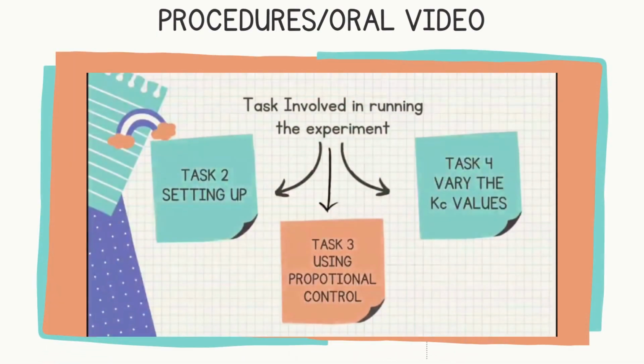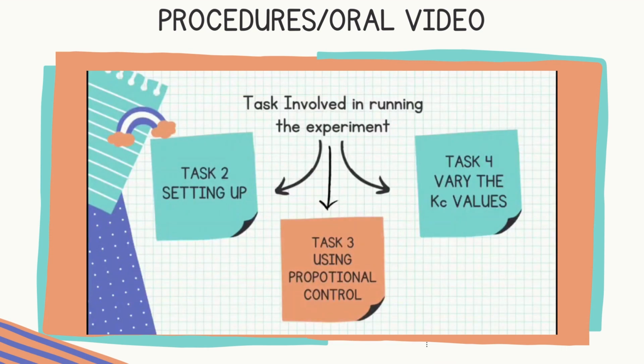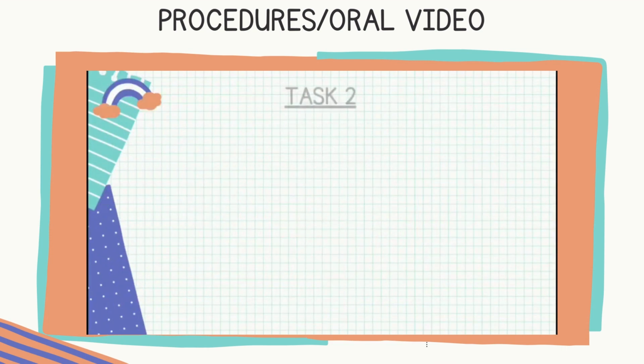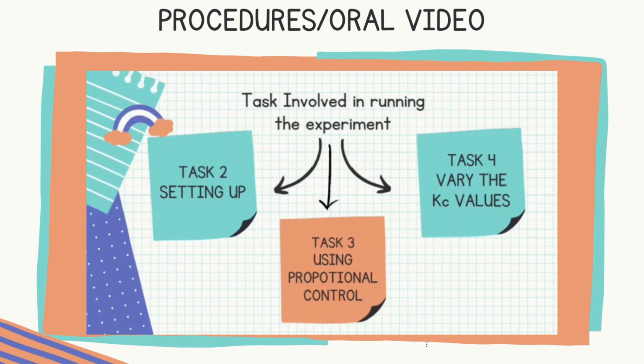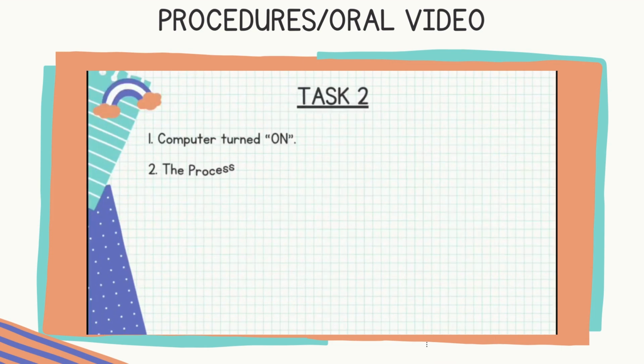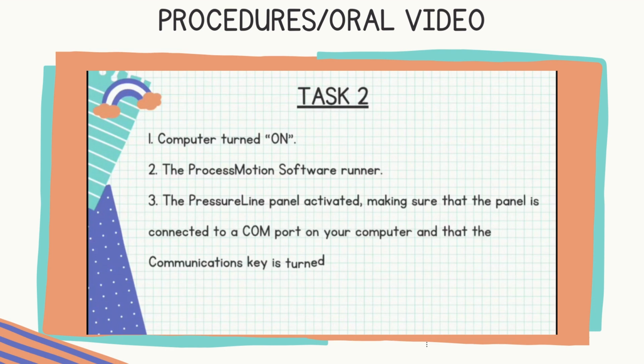In this experiment, there are 3 tasks involved in running the experiment: task 2, setting up; task 3, using proportional control; and the last, task 4, varying the KC values. Task 2: first, turn on the computer. Second, run the Process Motion software. And third, activate the process line panel, making sure that the panel is connected to a COM port on your computer and that the communication key is turned to PC.